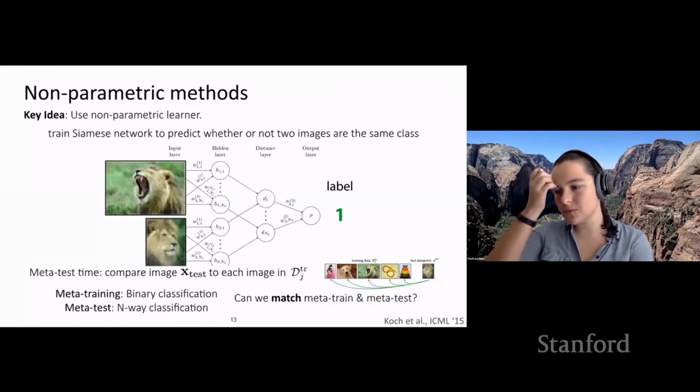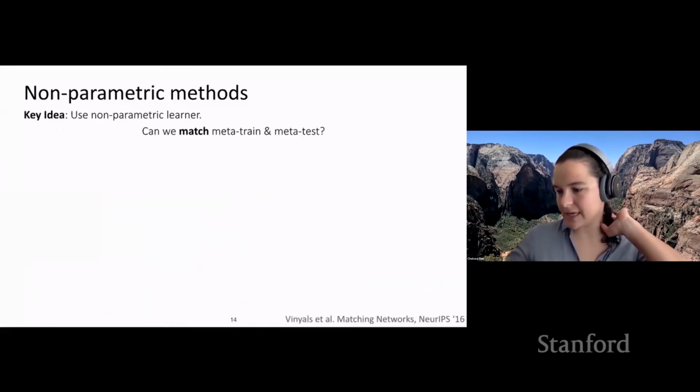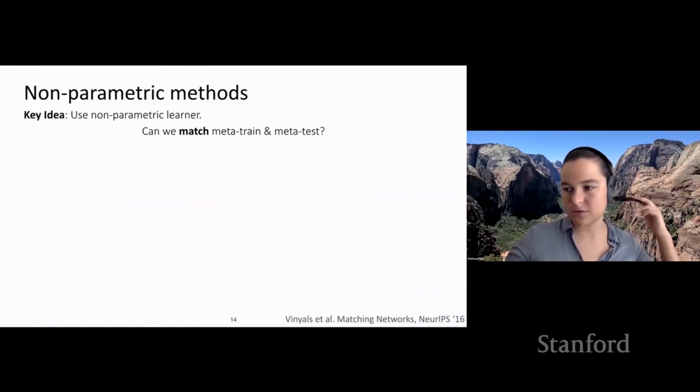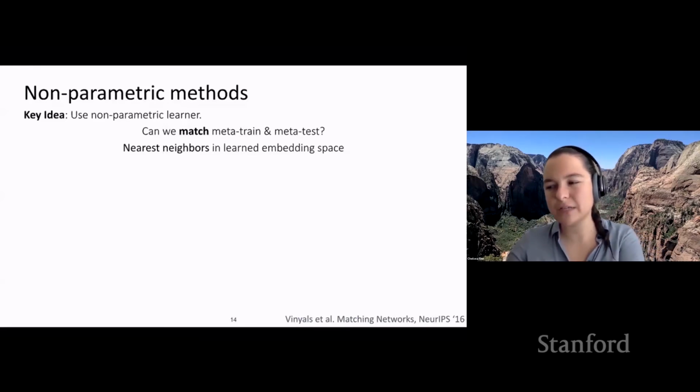So one thing that we would like to do to improve this approach is to try to match what's happening at meta training time and meta testing time. This is the key idea behind this work called matching networks. Essentially, you could view it as learning an embedding space and doing nearest neighbors in that embedding space, and then optimizing for a model such that nearest neighbors outputs the correct answer.